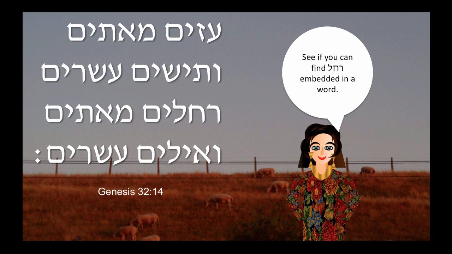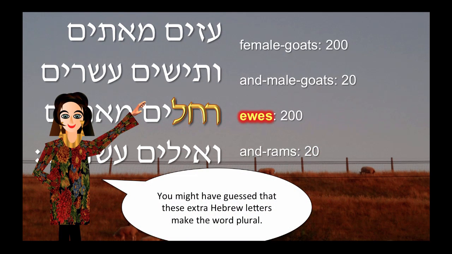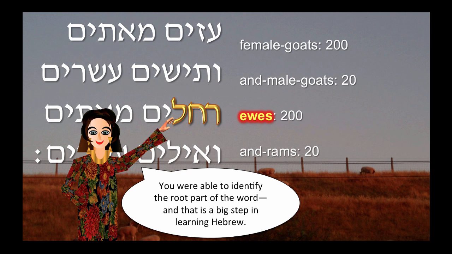Now, see if you can find Rachel embedded in a word in this verse on Genesis 32:14. You can pause the video if you want. Okay, it's right there. You might have guessed that these Hebrew letters make the word plural. And you were able to identify the root part of the word Rachel. And that is a big step in learning Hebrew.